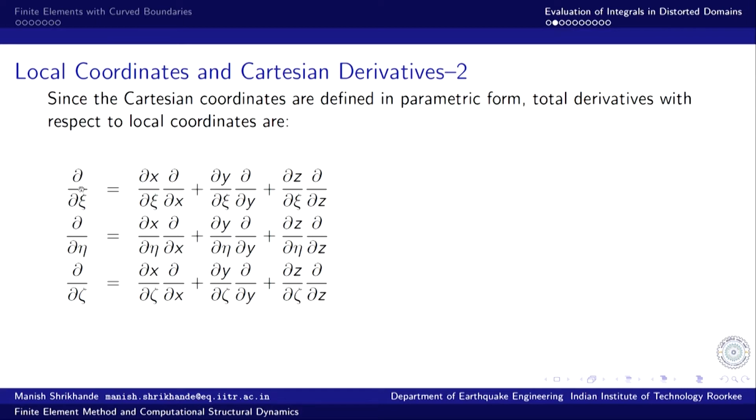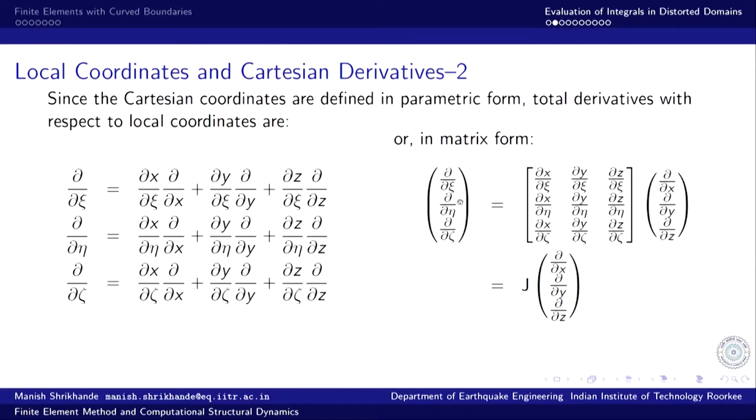For example, del N_i over del xi can be readily calculated, del N_i over del eta can be readily calculated, del N_i over del zeta can be readily calculated. We are talking of 3-dimensional domains here. For 2-dimensional domain, we just take the first two terms. So, the idea is in these equations, or let us write these in matrix form, it becomes easier to appreciate.